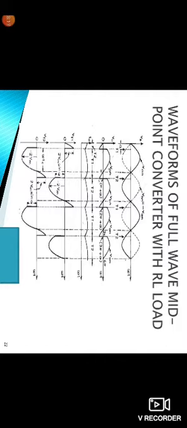This is the output voltage. The opposite of the output voltage is taken across the thyristor voltage VT, with amplitude 2 Vm sin alpha in VT1. In VT2 it is also 2 Vm sin alpha, with amplitude of minus 2 Vm. These are the waveforms of the full wave midpoint converter with the RL load.